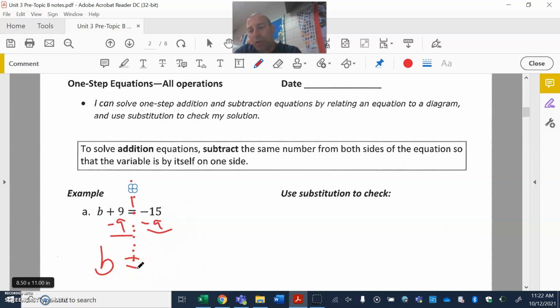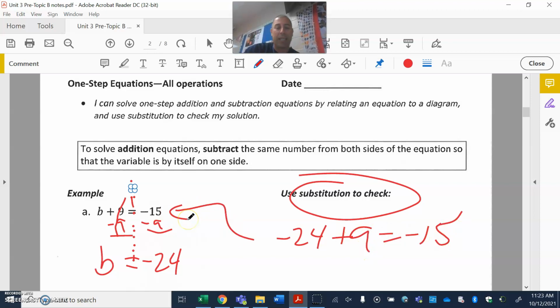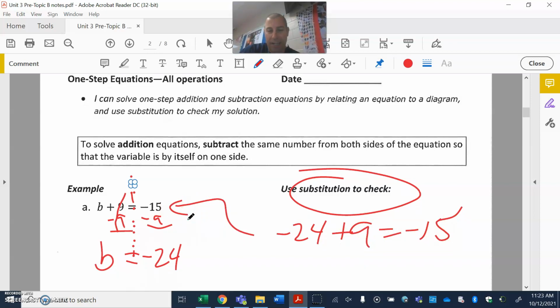Some people visually like to swipe through the opposites. Again, it's what's visually appealing to you. On the right-hand side, combine, hey, there's a negative 24. So in other words, if we did substitution to check, all right, and we plugged in negative 24, we should get a true statement. Is negative 24 plus 9, does that equal negative 15? And again, I'm grabbing it from right there at the beginning, and sure enough, it does.